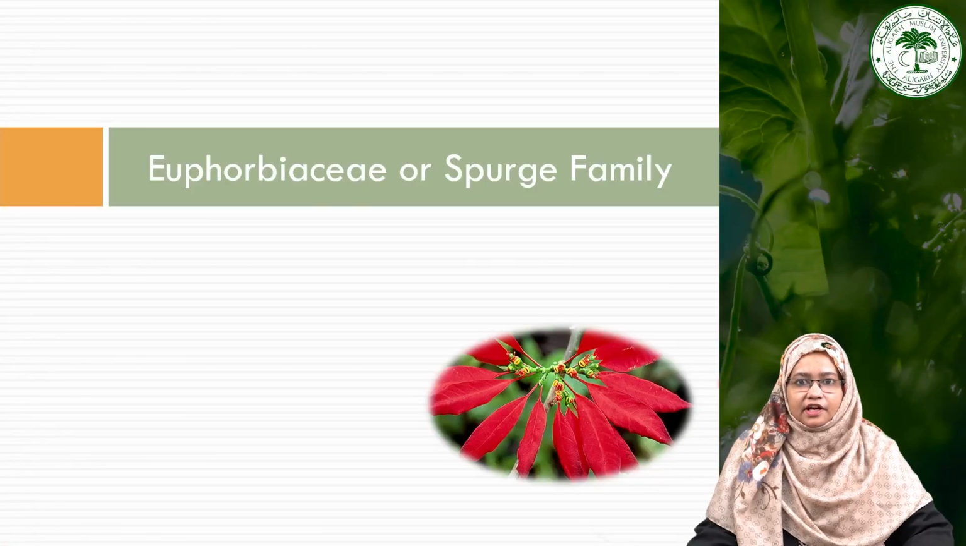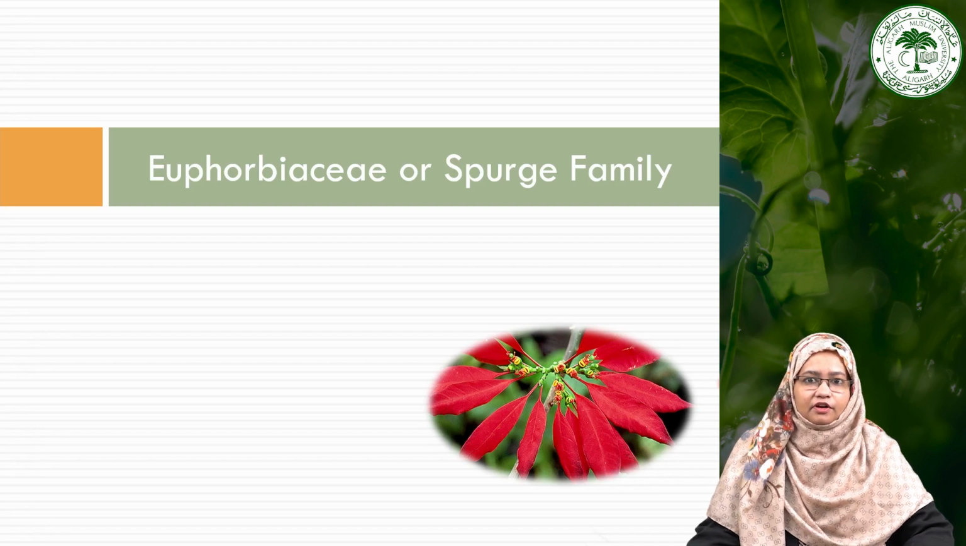Dear learners, welcome again to the session of Systematics of Angiosperms. Earlier we have explored the families from the Gamopetalae. Today we are going to explore one family from the Monochlamydeae according to Bentham and Hooker, and this family is the Euphorbiaceae family, which is also called the Spurge family.